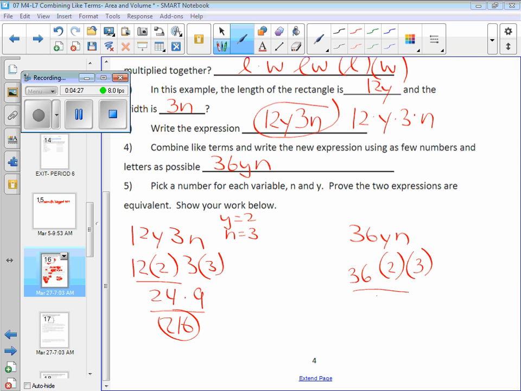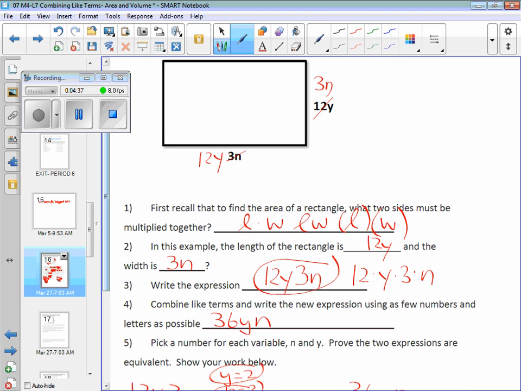Okay. I want to show you one more thing just to kind of put this into context. Y was 2, right? And n was 3? If I go back to the original rectangle, y was 2, and n was 3, right? What's 12 times 2? That makes technically the length of that piece 24. And 3 times 3. And then you do 24 times 9, length times width, and got 216. Okay?